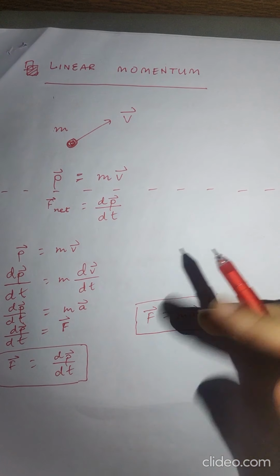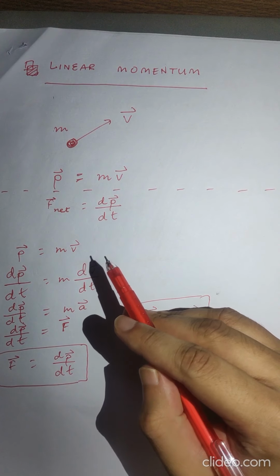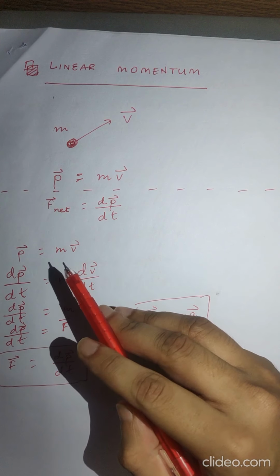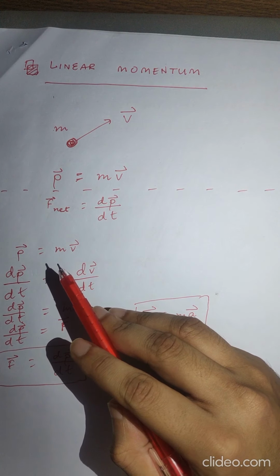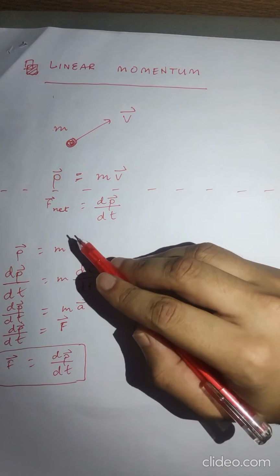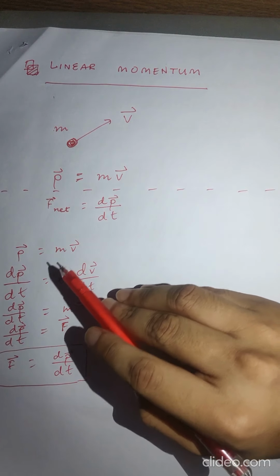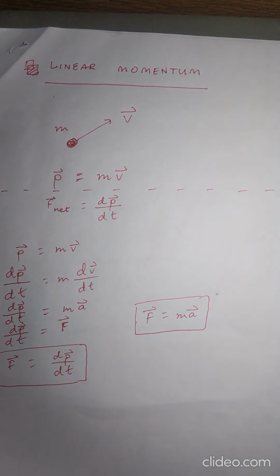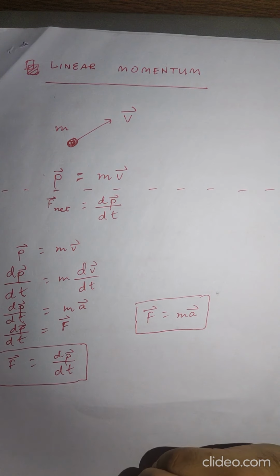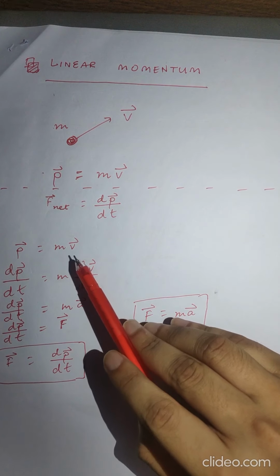Next, I would like to show you how we get into a new form for Newton's second law. From this definition we know that the linear momentum is the product of mass and the velocity.